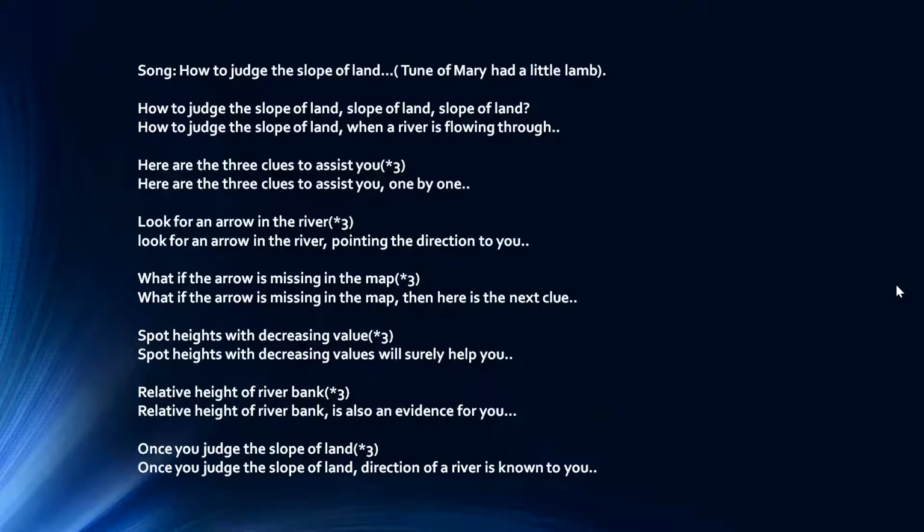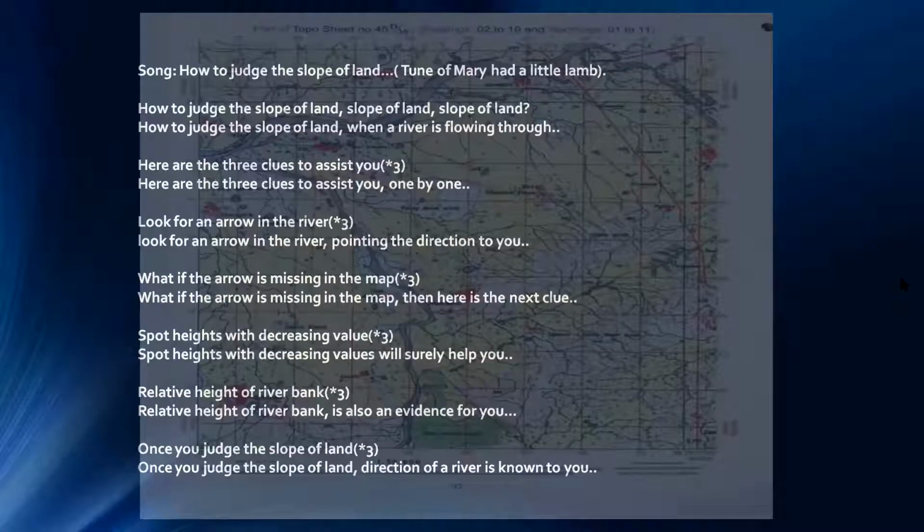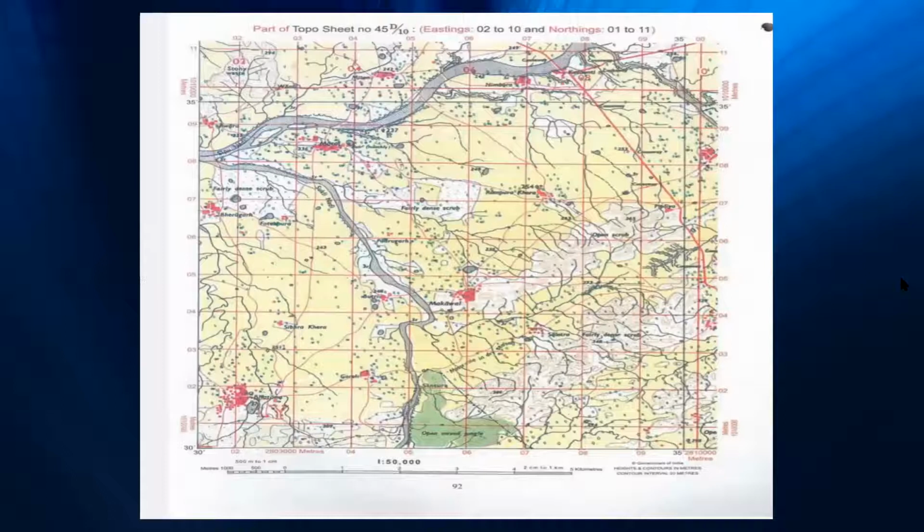Okay, children. So I think with all this, your concept must have become very strong now. So now I have a survey map for you all, children. Let me see how much you have learned. Here you can see there are two rivers, isn't it?